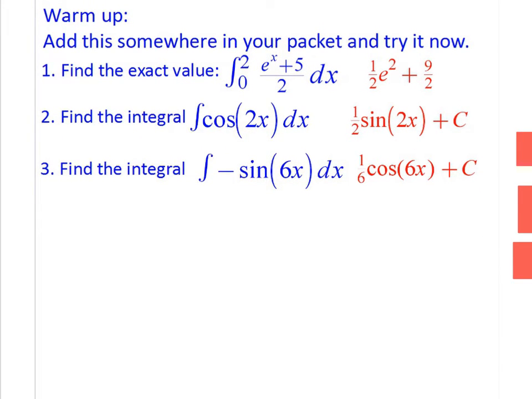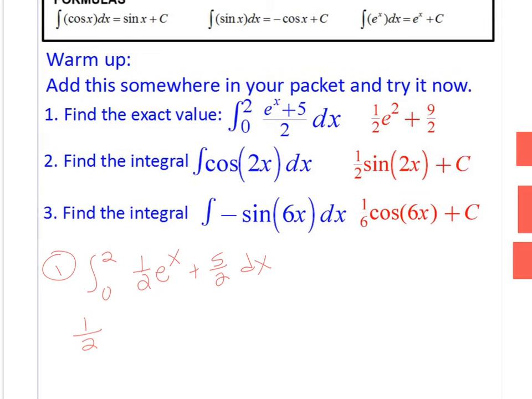So for number 1, before I do anything, I'm going to simplify each part of the numerator by dividing by 2. So that's 1/2 e to the x plus 5 over 2. So now when I go to do my antiderivative, the 1/2 carries down. On your formula sheet on the test, the antiderivative of e to the x is e to the x, plus the 5 over 2, then gets the x, from 0 to 2.